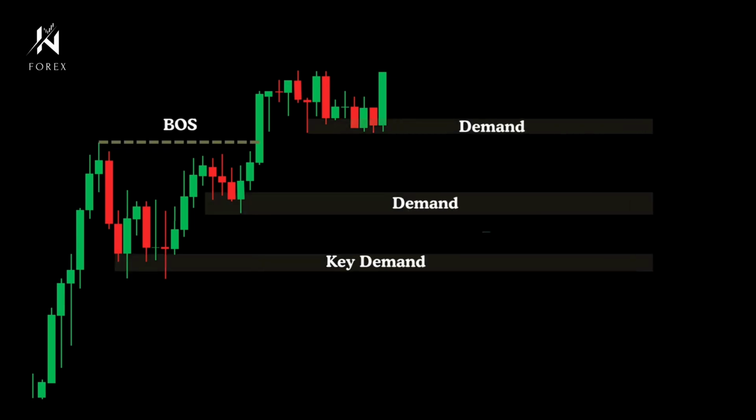Here we see an upward trend in motion. This marks the most recent structural break, confirming that demand remains dominant. Each of these demand zones presents a potential long opportunity.